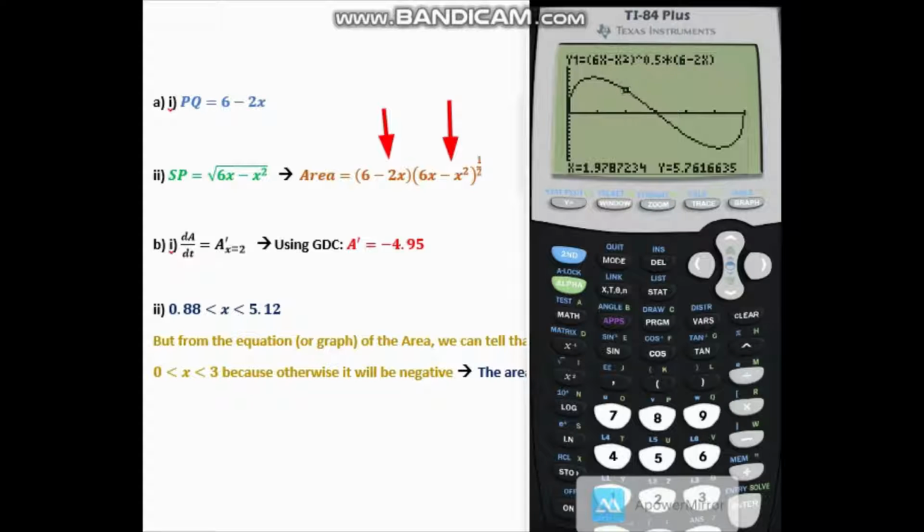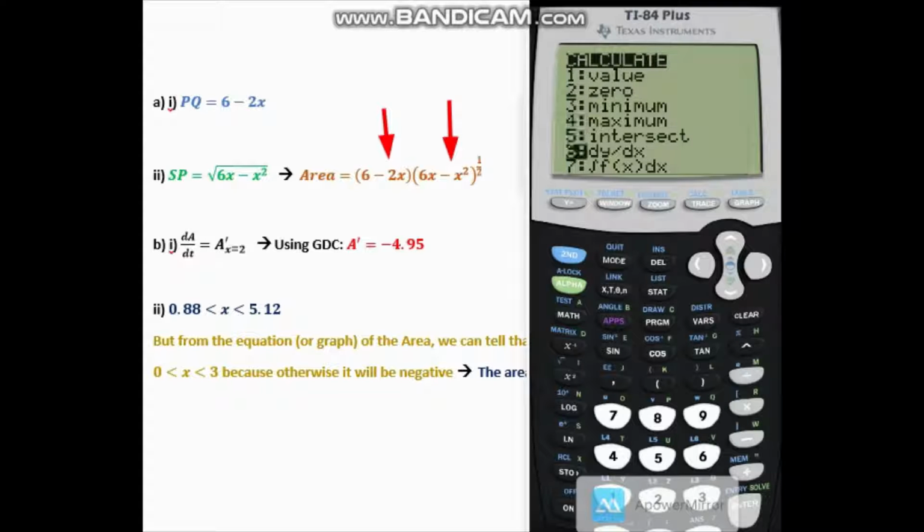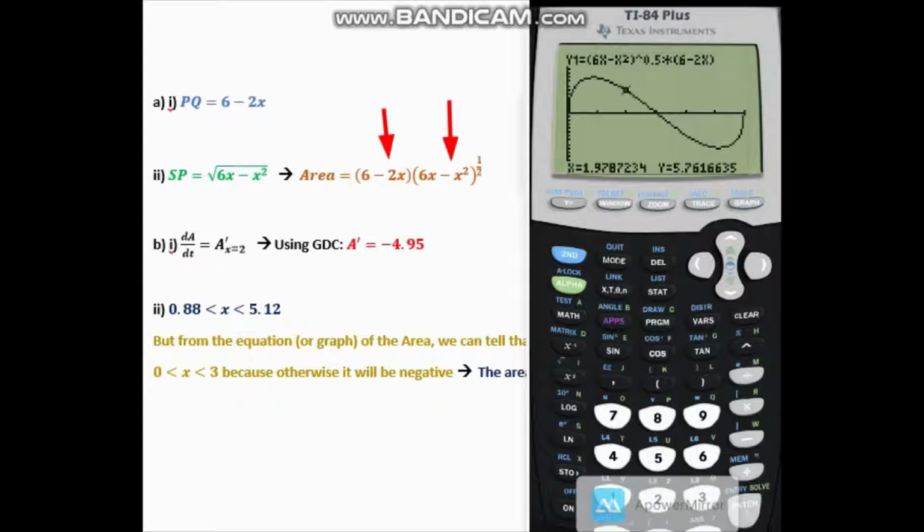I want to get y dash when x equals 2, so I shall press second, trace, dy by dx, and I shall enter 2, and the calculator tells me that the slope when x equals 2 is negative 4.9497, or just negative 4.95.